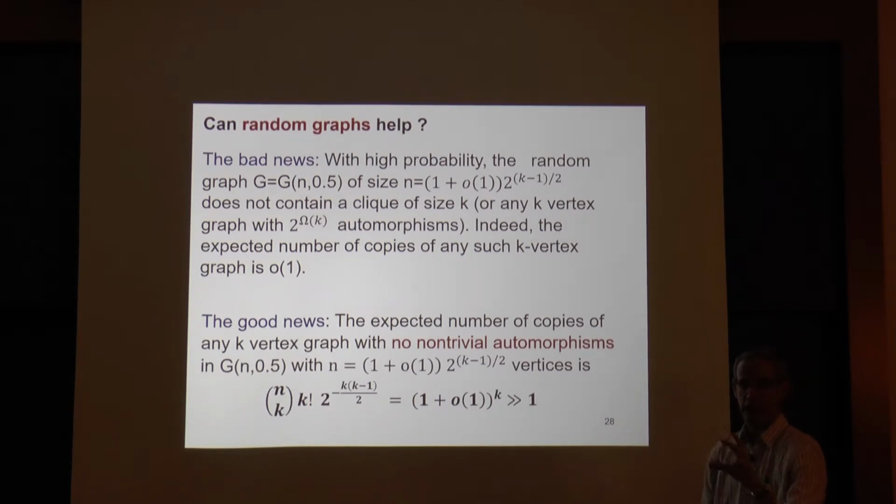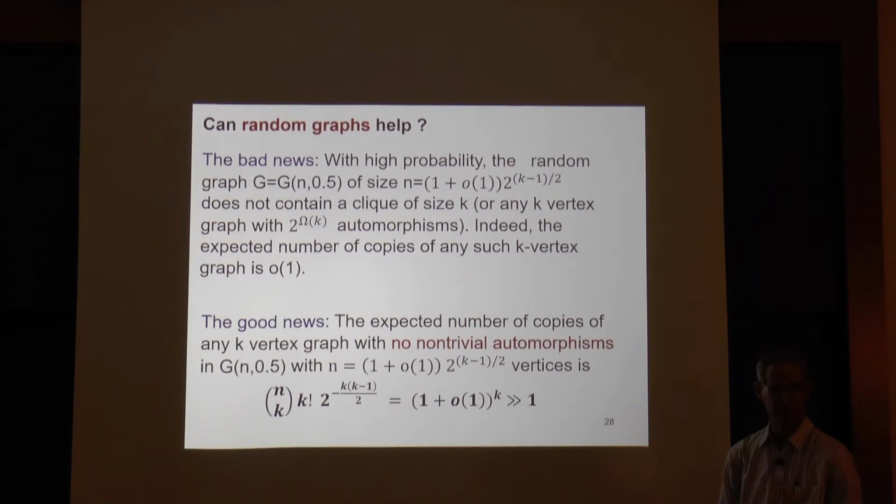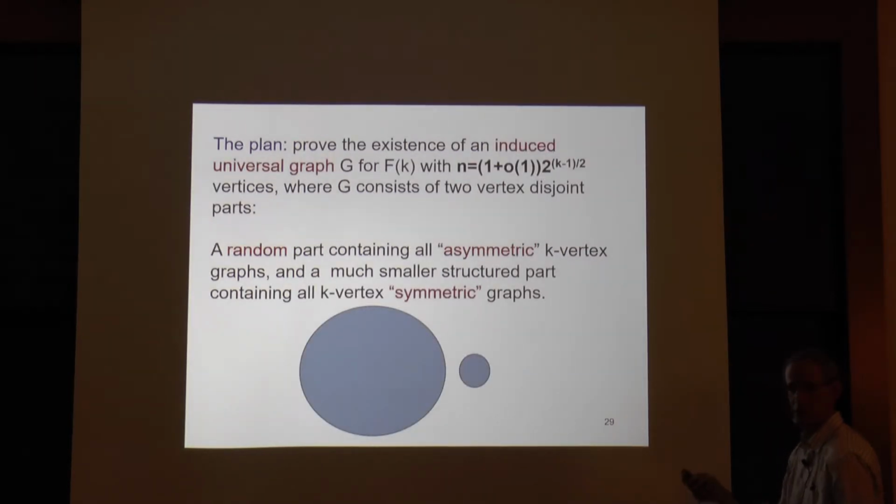So there are n choose k ways to choose k vertices, then there are k factorial ways to place the graph there, and because there are no automorphisms, all these placements are distinct, and then the probability is exactly 2 to the minus k choose 2. So this will be the expected number. And if n were 1 plus little o(1) times 2 to the (k minus 1) over 2, then this will be roughly 1 plus little o(1) raised to the power k, which, if we choose the error term correctly, will be a big number. So at least in terms of expectations, we expect to find all these graphs, even those without very many automorphisms. Okay, so maybe we can do the following. So this will be the plan.